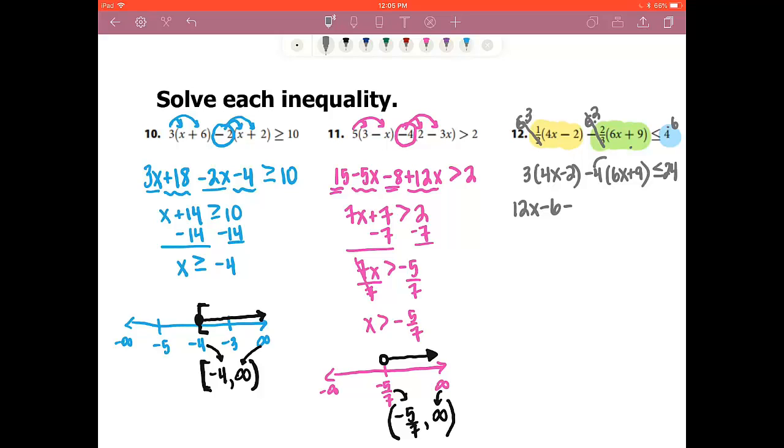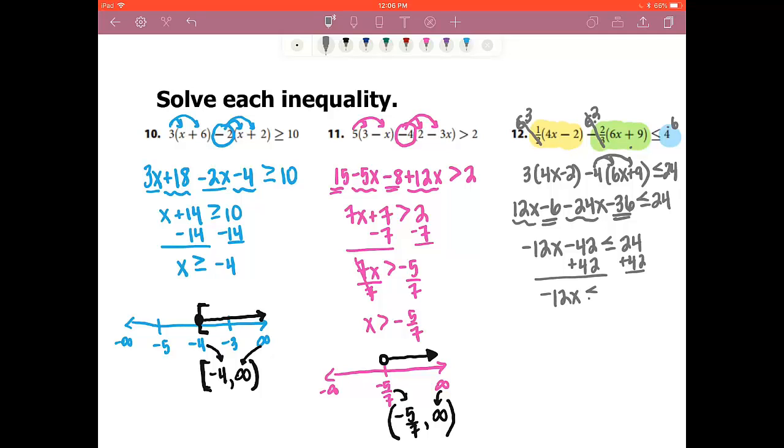We're going to distribute the 3, giving us 12x minus 6. Distribute -4, which will give us -24x minus 36 is less than or equal to 24. On the left-hand side, we have -12x minus 42 is less than or equal to 24. We're going to add 42 to both sides. -12x is less than or equal to 66.